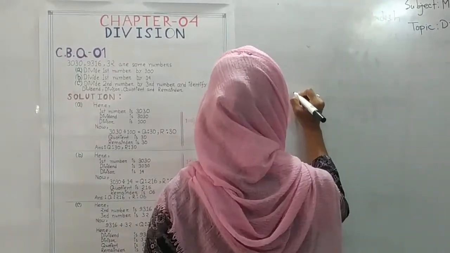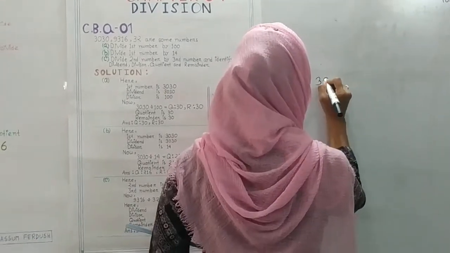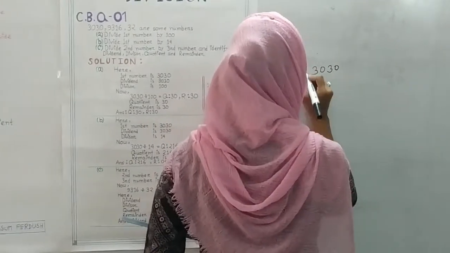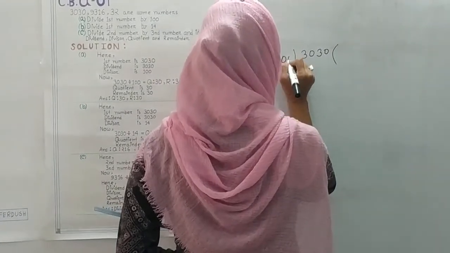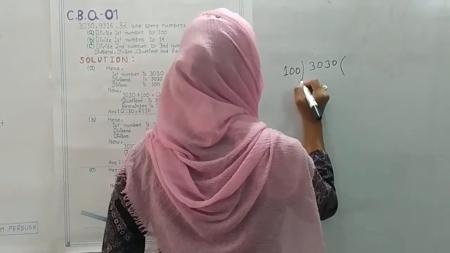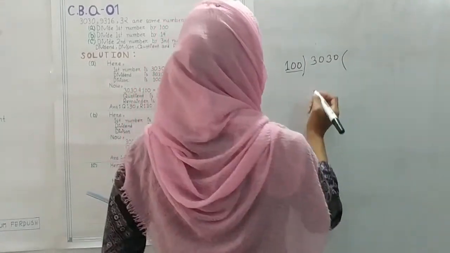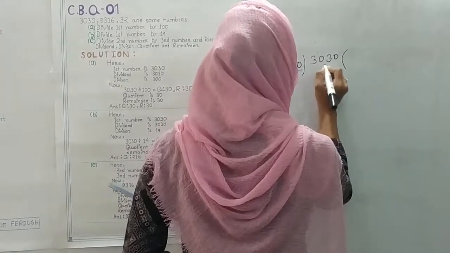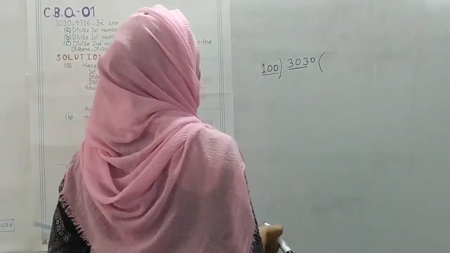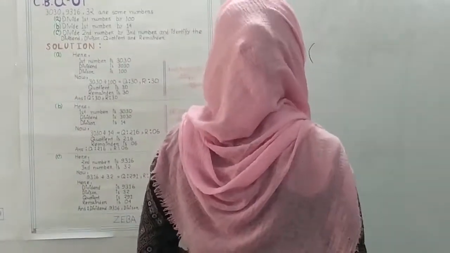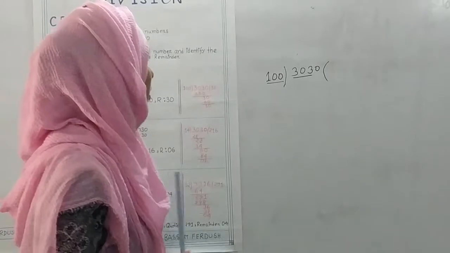See carefully. First we write down 3030. We divide this number by 100. Here 100 is a 3-digit number. So we have to count 3 digits of our dividend, that is 303. Now the question is, how many 100 will it take to make 303?